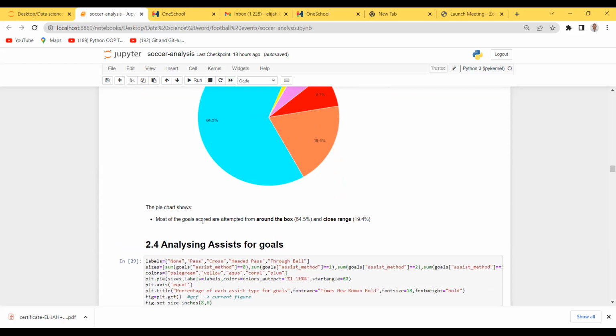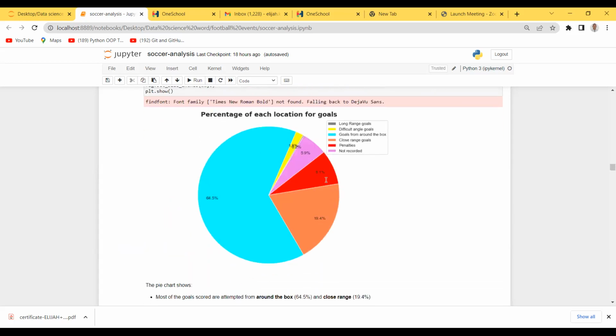What does it mean, goals not recorded? Goals not recorded. What does that mean?